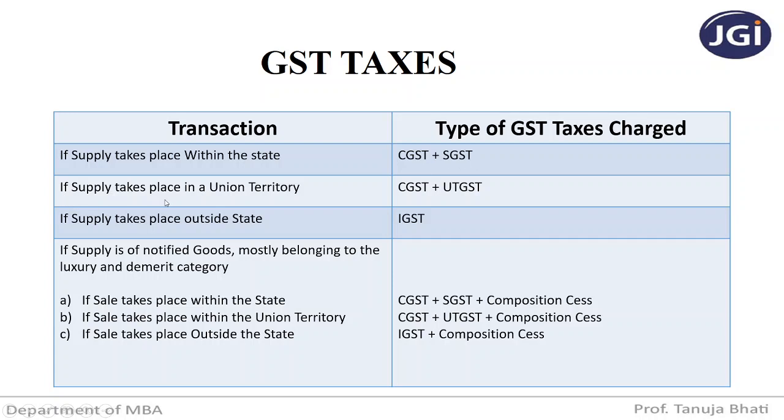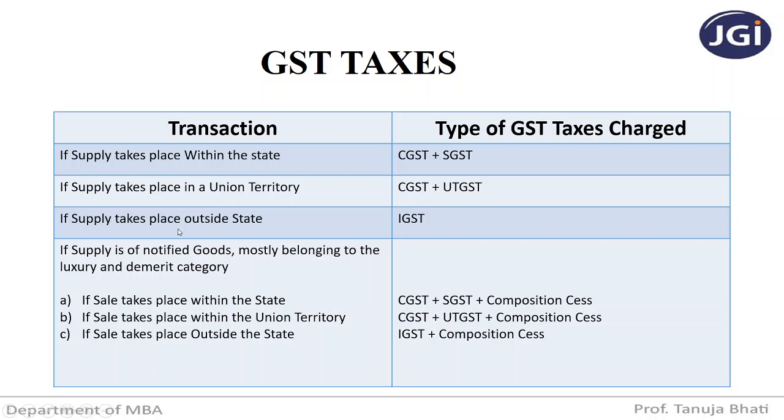Next, if supply takes place in a union territory, see, we know that India is divided into state as well as union territory. Union territory is like Chandigarh, Lakshadweep, Diu and Daman, Dadra and Nagar Haveli, Andaman and Nicobar. So suppose the supplier is from Diu and Daman and is selling the goods to a purchaser residing in Diu and Daman. So it is a supply that is taking place within the union territory. Therefore, the supplier is going to charge which type of GST taxes? CGST plus UTGST. That is Union Territory Goods and Service Tax.